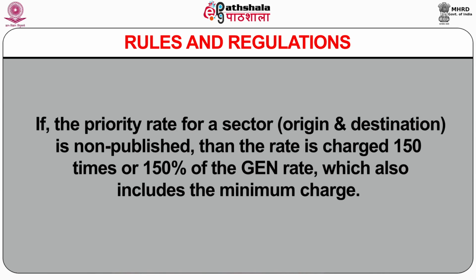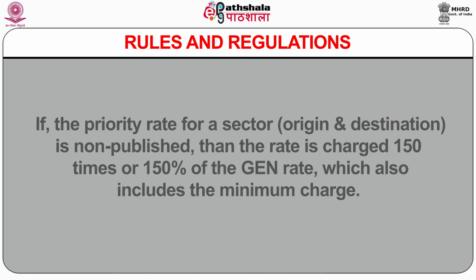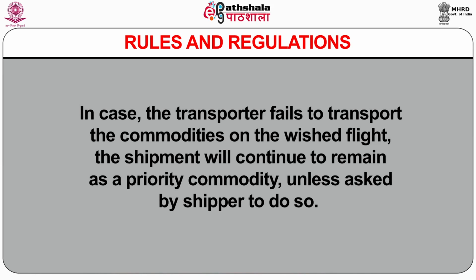If the priority rate for a sector, that is origin and destination, is non-published, then the rate charged is 150% of the general rate, which also includes the minimum charge. In case the transporter fails to transport the commodities on the requested flight, the shipment will continue to remain a priority commodity unless asked by the shipper to do otherwise.